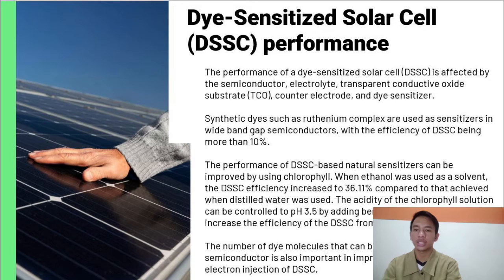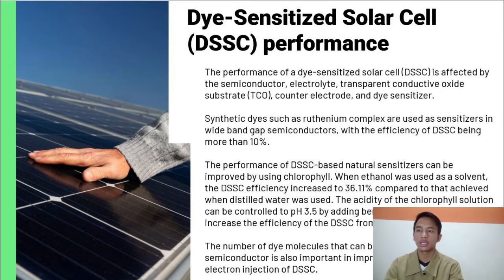Dye-sensitized solar cells (DSSC) is a solar cell made of a semiconductor coated with a dye to increase the efficiency of sunlight conversion. The performance of dye-sensitized solar cells is influenced by semiconductors, electrolytes, transparent conductive oxide substrates (TCO), counter electrodes, and dye sensitizers. The number of dye molecules that can be absorbed by the semiconductor is also important in improving the performance and electron injection of the DSSC.